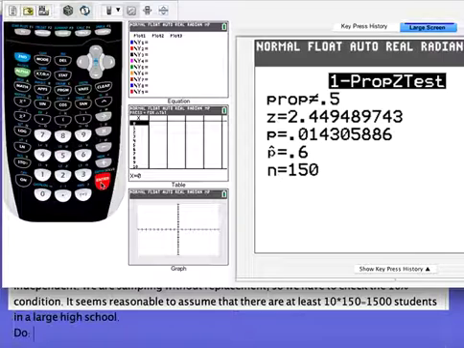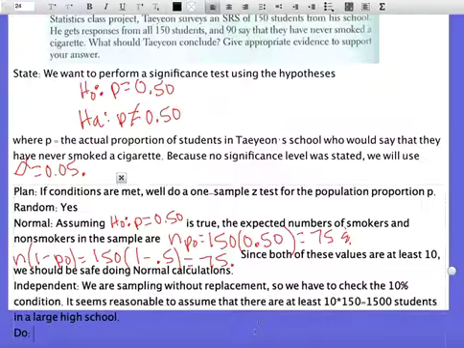So now that gives us everything that we need. So it gives us our Z, which is 2.45. It gives us our p-value, 0.0143, and it gives us our p-hat, 0.6. From all of that, what is really the most important part is our p-value. So it gave us a p-value which is equal to 0.0143.